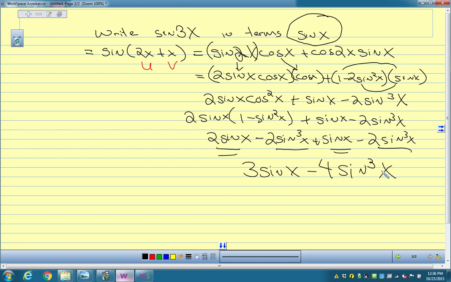Whoa! So you could do that with any multiple. Not that you'd want to, but you could do it with sine 5x and break it into 4x and x and then break it up again. But it'd be a big pain in the neck. They have these things called power reduction formulas, but we're not going to make you learn that.